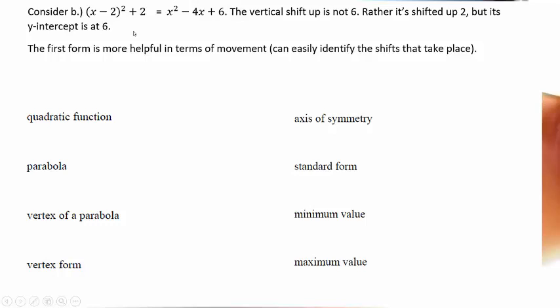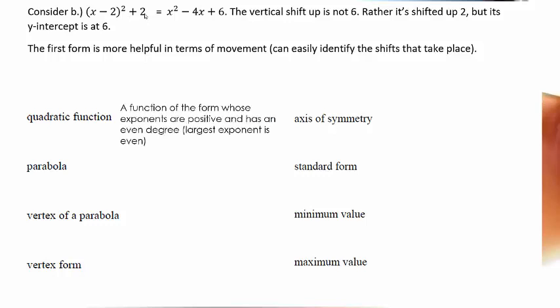So it's really important to not get these two forms mixed up. They each have different things that they show, and we want to make sure that we know what things are being shown. I will tell you, the first one, the x minus 2 squared plus 2, that is more helpful when you're graphing than standard form. Okay. Why is that? Because you can tell me the shifts that took place.